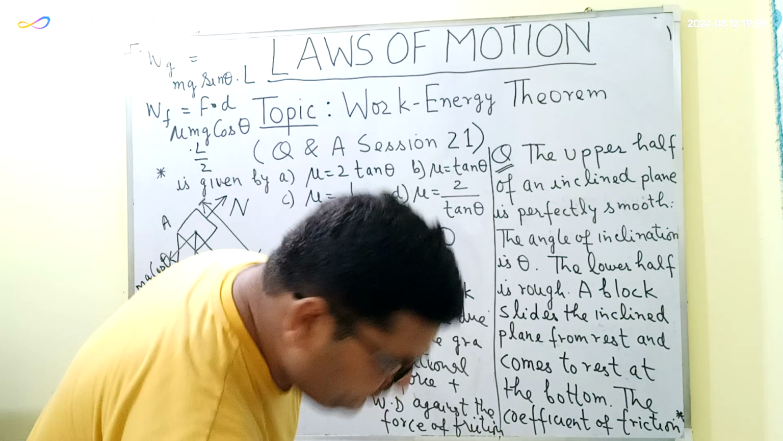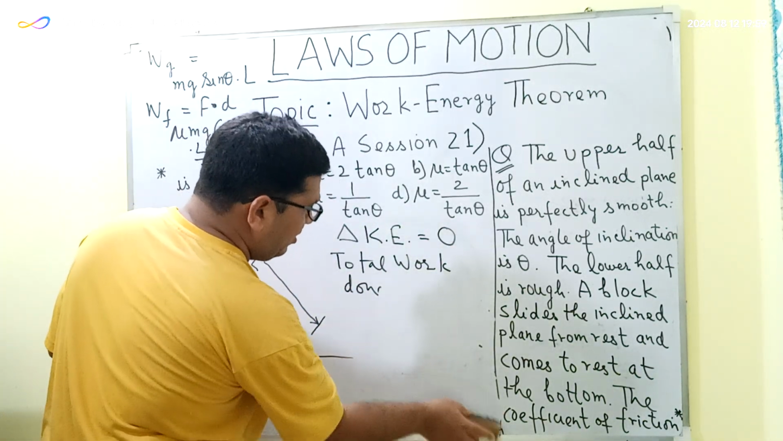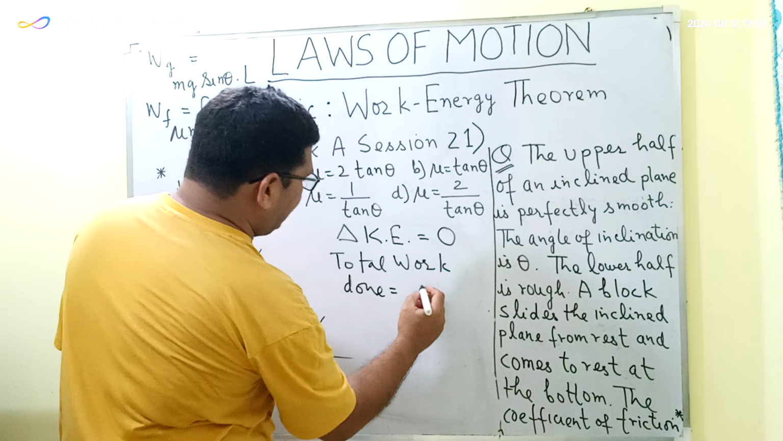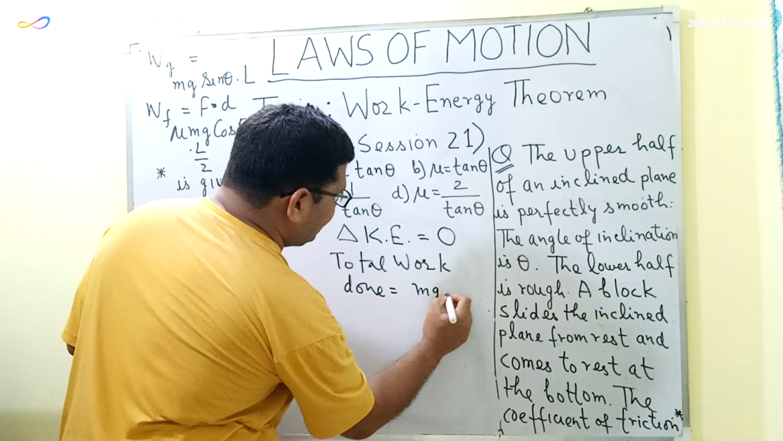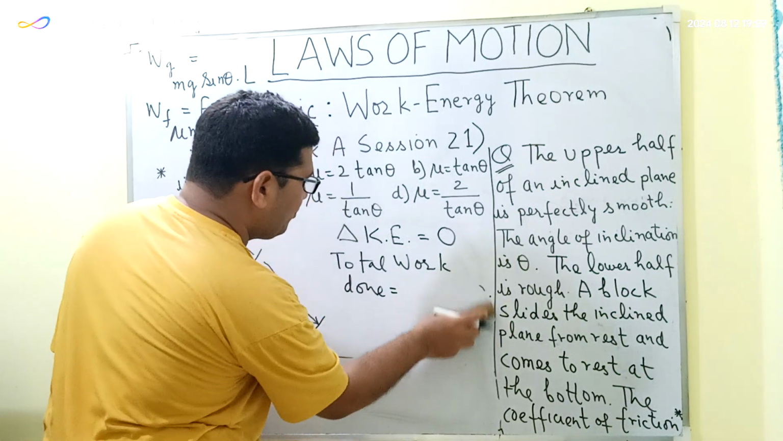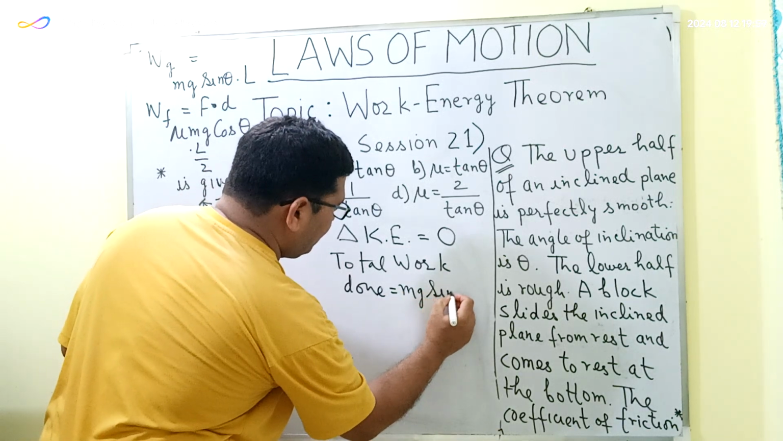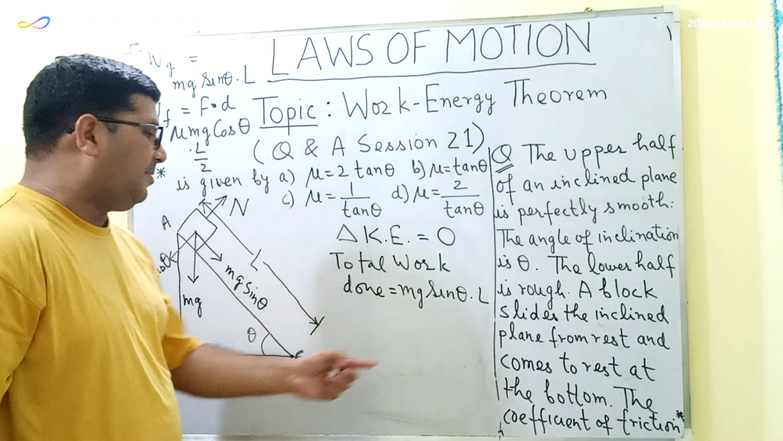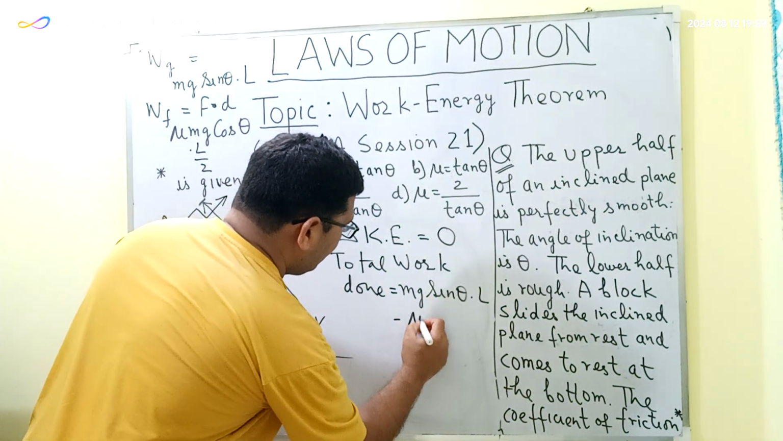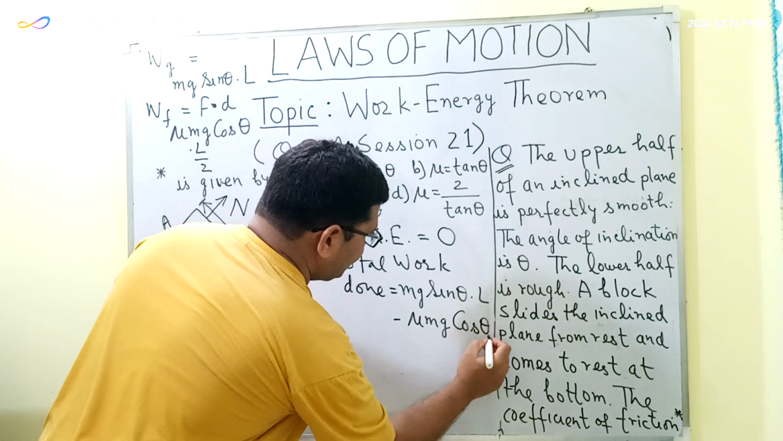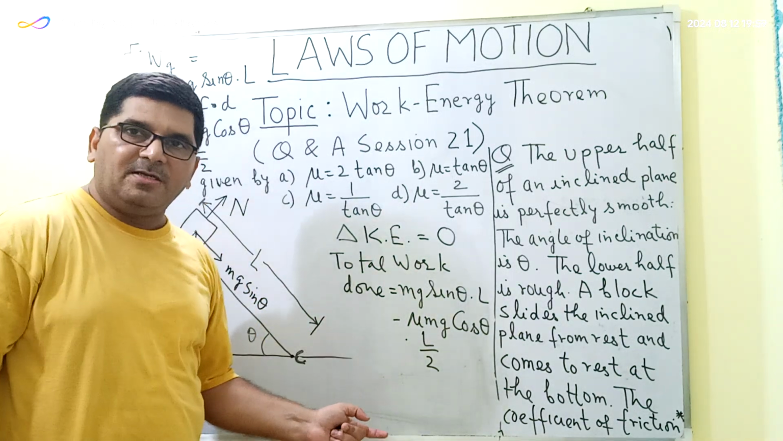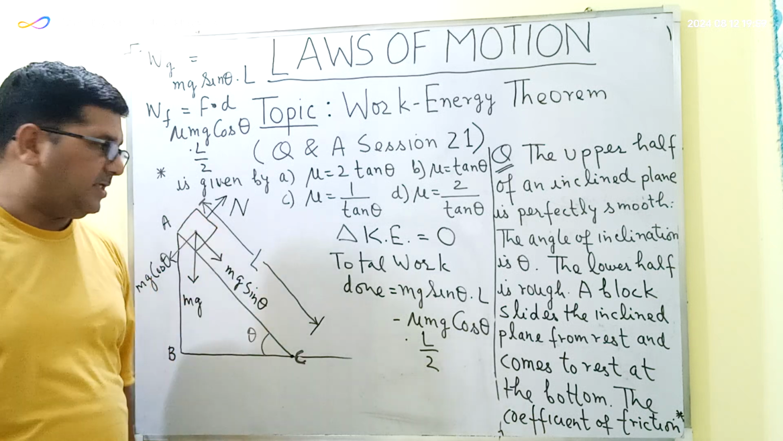So the total work done now will be equal to the work done due to the gravitational force, which is mg sin theta into L, and this is going to be positive, and the work done against the force of friction is equal to mu mg cos theta into L by 2, and this work done will be negative because here the displacement is in the opposite direction of the force of friction.